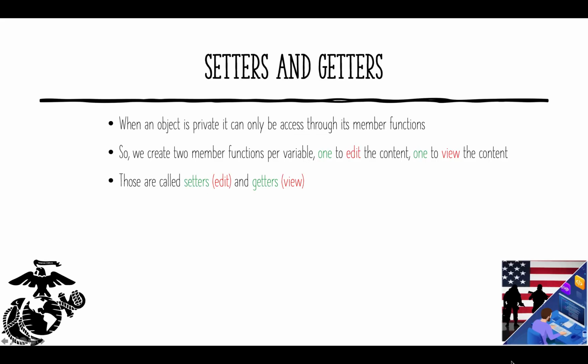So, setters and getters. When an object is private and it can only be accessed through its member functions, we want to create functions. One is used to edit the content and one is used to view the content. Those are called setters and getters. Again, setters are used to edit the content and getters are used to view or retrieve the content.